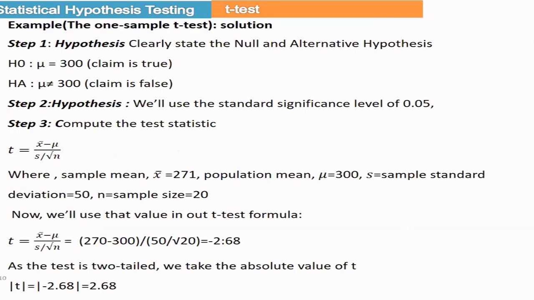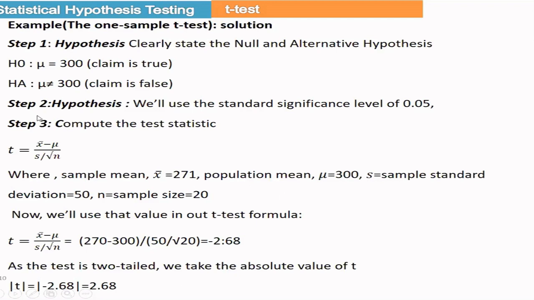Let us see. First of all, the first step of hypothesis testing is to formulate the null hypothesis and alternative hypothesis. For the two-tailed test, in the null hypothesis we agree with the claim. That is, the claim of the CEO of the company is true, that is mu equal to 300 hours: the mean lifespan of the battery is 300 hours. And in the alternative hypothesis, we disagree. That is, his claim is not true, and we have to prove that by the sample.